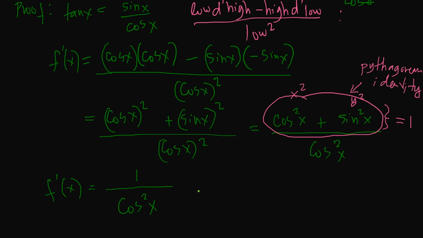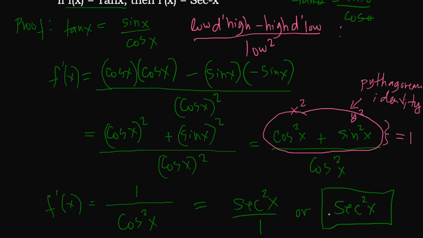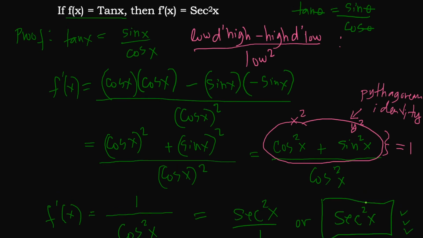This is a reciprocal function because we have a numerator of 1. We know that the reciprocal of cosine is secant. So I could rewrite this as secant squared x over 1, or the final answer, secant squared x. And this is now our derivative for tangent of x. So we have arrived at this answer, secant squared x, which is the derivative of tangent x.